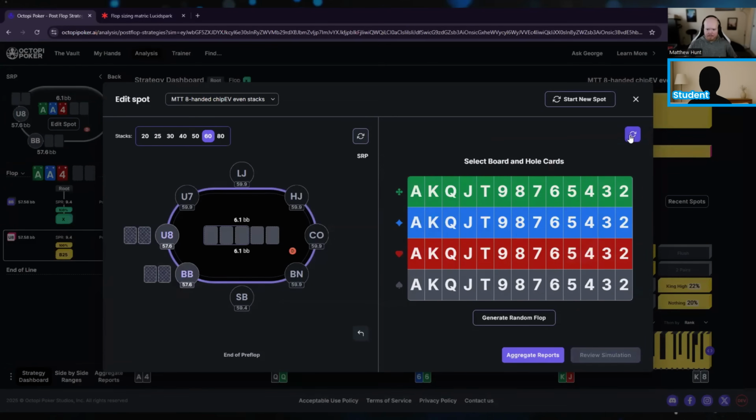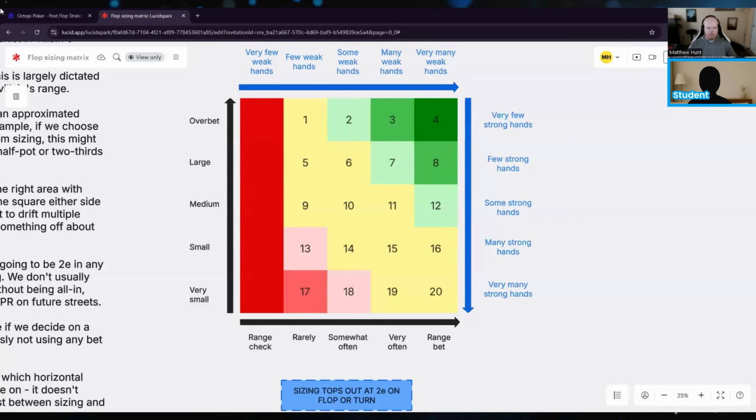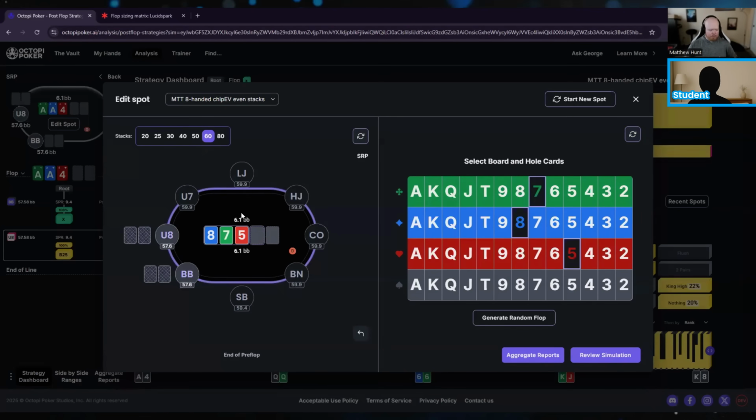Let's say we get a board of 8, 7, 5 rainbow. What about this one? First of all, let's just throw this to you here. What jumps out immediately? What's the first thing that you would be aware of on this board in terms of what your opponent's range looks like? I mean, kind of like on the ace board, their range is so wide where they possibly flop the straight, two pairs, sets. Okay.